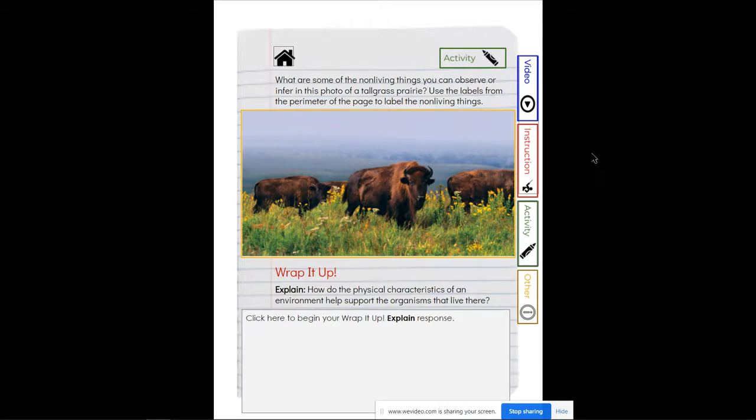So if I'm in edit mode, I'm going to see out here on the right side and on the left side of the page, there's some arrows. I'm going to drag those in order to label the non-living things that are in this image. So the things that are here in this ecosystem but are not alive.